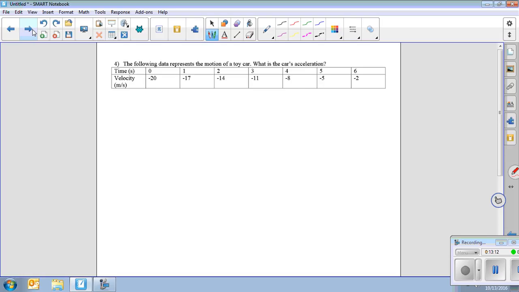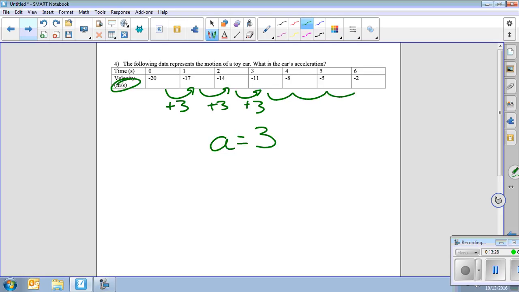Number 3, what's the acceleration? Well, what's the velocity doing every second? Let's see, it goes up by 3. Notice it's up by 3. It's getting less negative. Up by 3, up by 3. It's always going up by 3. That means my acceleration is 3 meters per second, or you can just write 3 meters per second squared. Either one is totally cool with me.